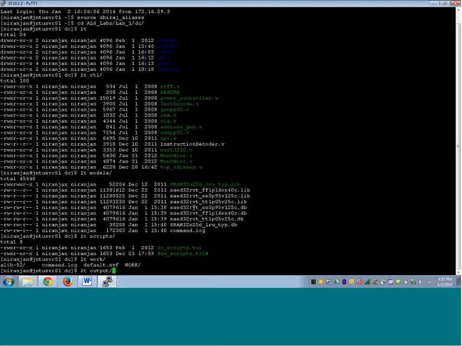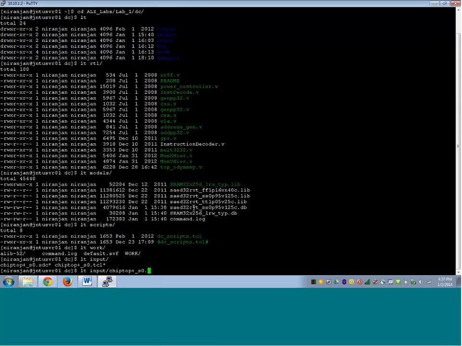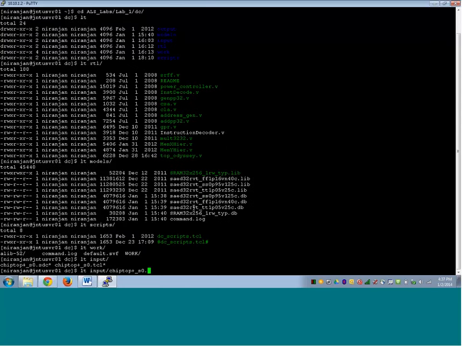So what is the output of Design Compiler? It's the netlist. The most logical output from Design Compiler is the netlist. You could always also write out the constraint files, whatever you apply. So we would redirect all the outputs to this directory. There is one more folder, input, which has one more SDC.